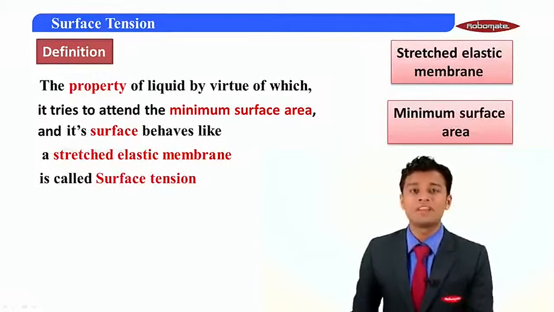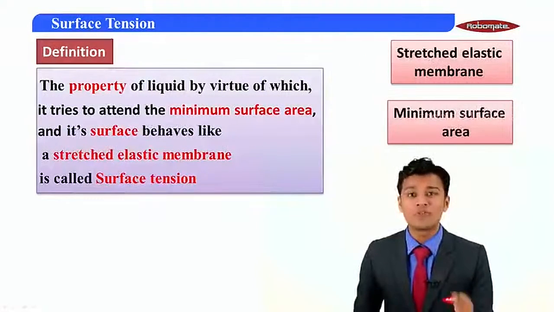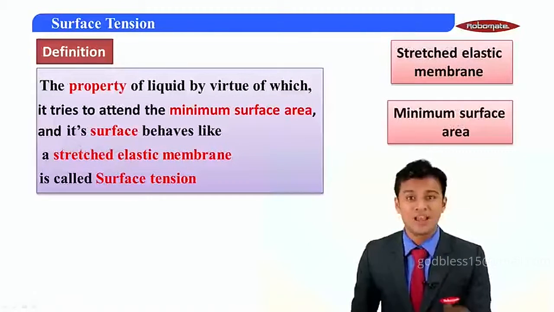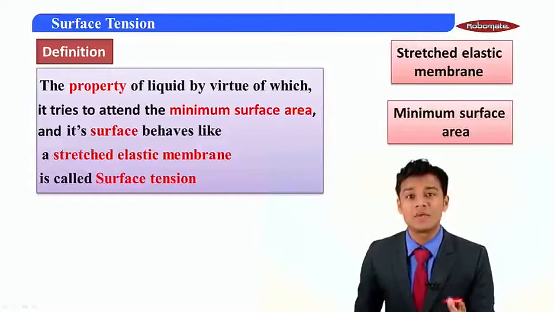Okay, let me repeat the definition one more time. The property of liquid by virtue of which it tries to attain the least or the minimum surface area, and its surface behaves like a stretched elastic membrane, is called surface tension.